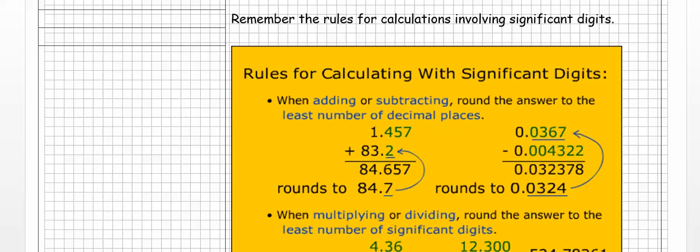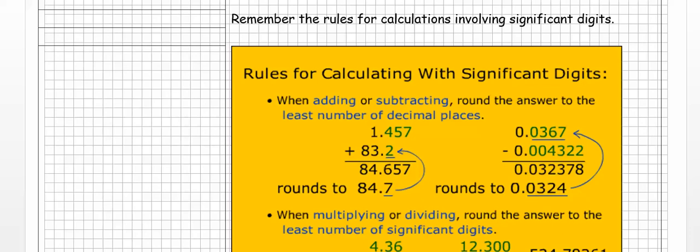So when I report 1.457 and 83.2, I have to report my answer only to the nearest tenth, and I round using the technique that I just showed you. I get my answer as 84.7.